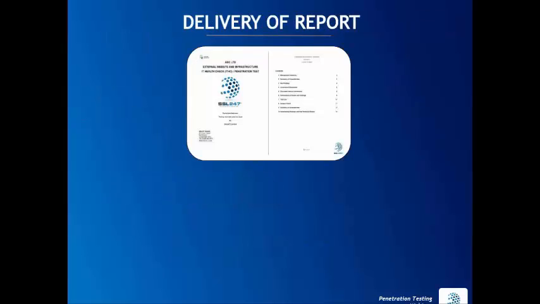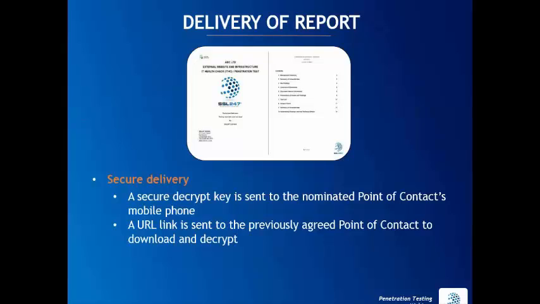The report is then sent to the client, to yourselves. We do this in a particularly secure way. The first thing we would do is send a password by text message to the mobile phone of the point of contact. Only once we've received confirmation that the point of contact has received that password will we then send a URL link by email. So those two different parts will go by two different mediums so that they're not intercepted in any way and it remains as secure as possible.